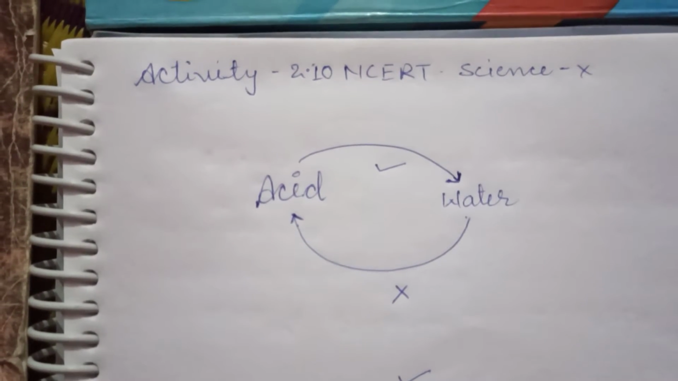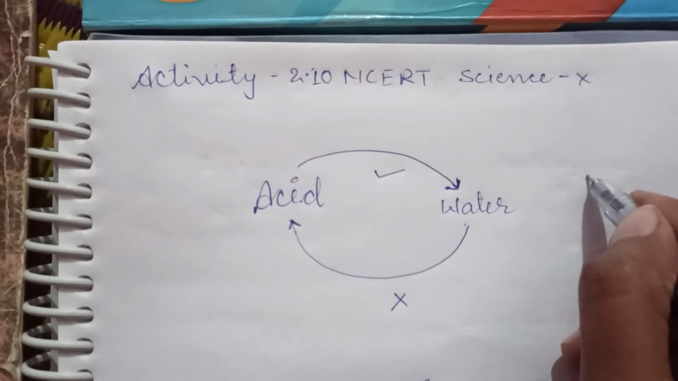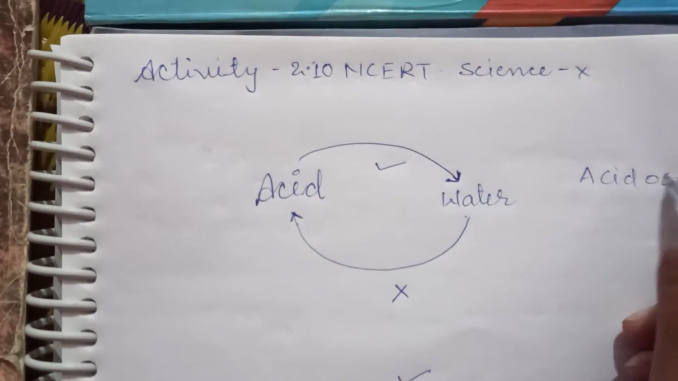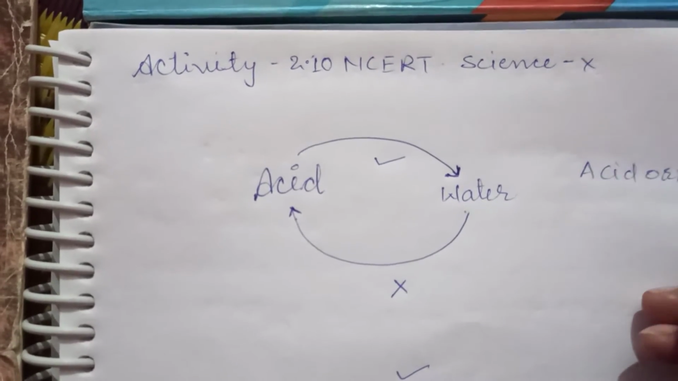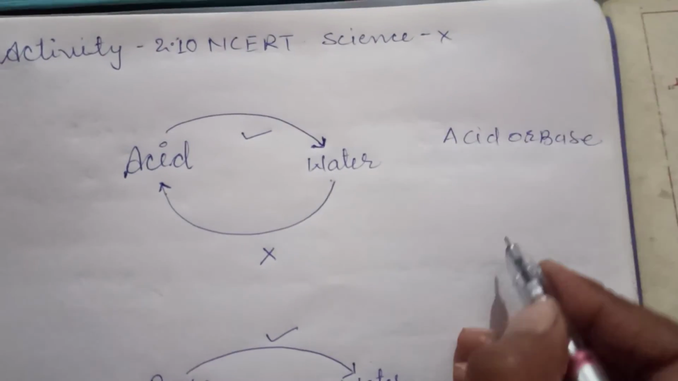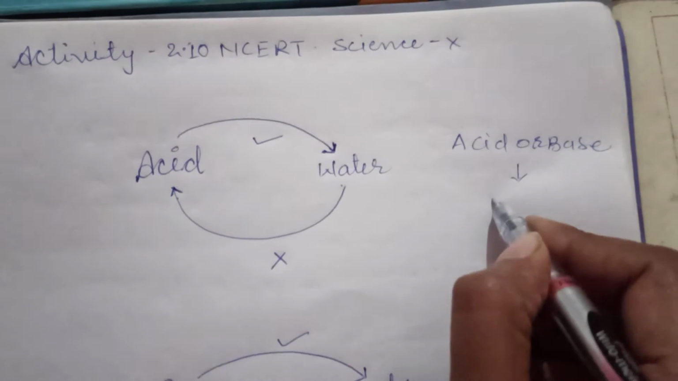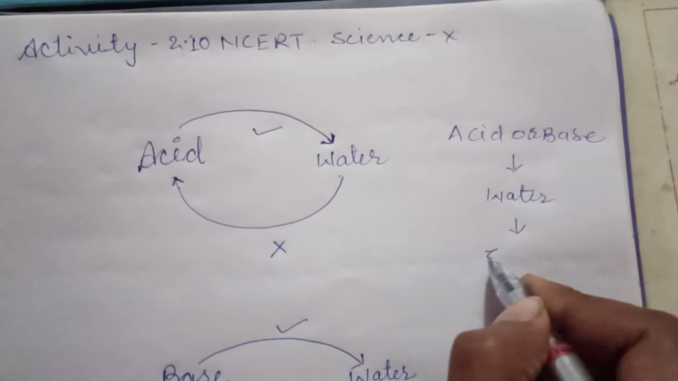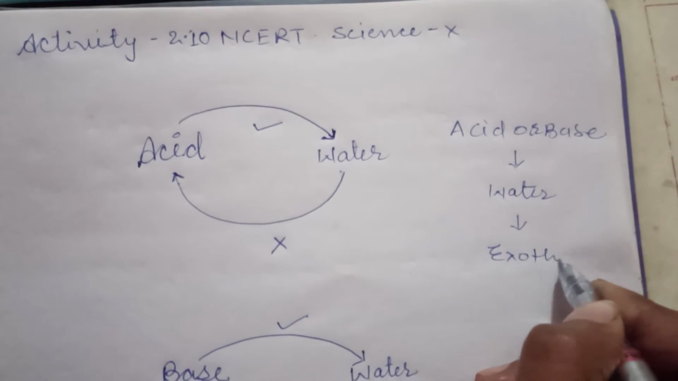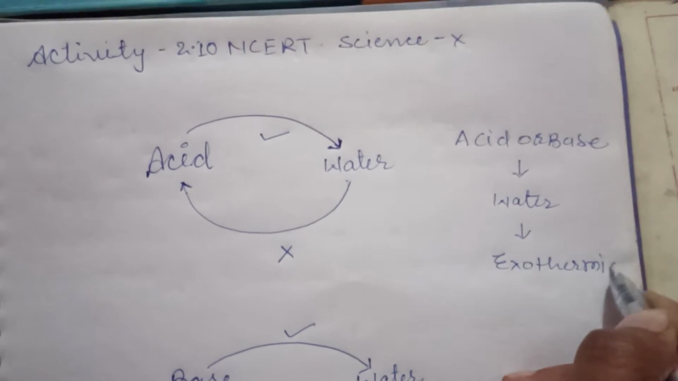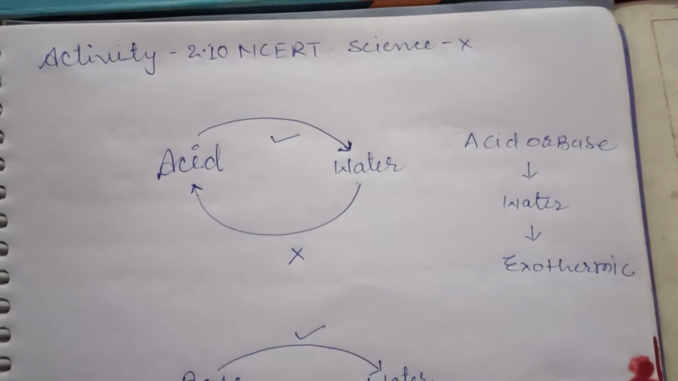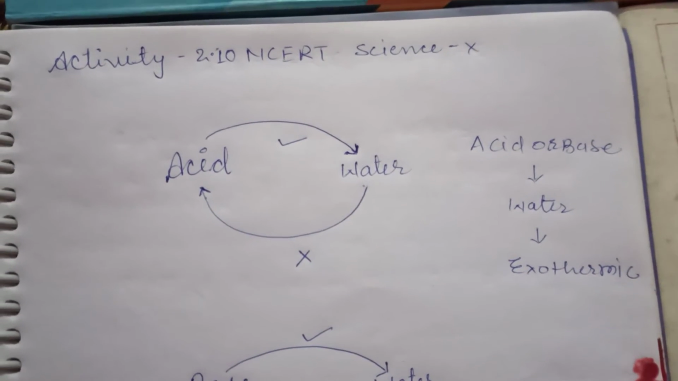Dissolving acid or base, acid or base in water, is always an exothermic reaction. So the temperature of the test tube is increased.